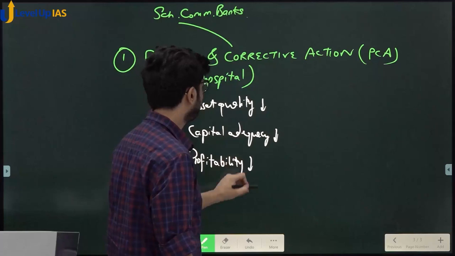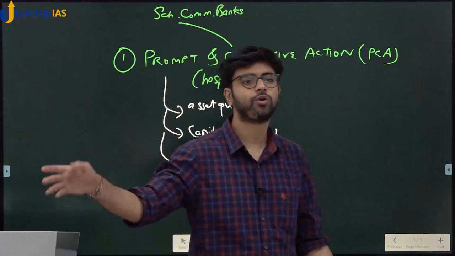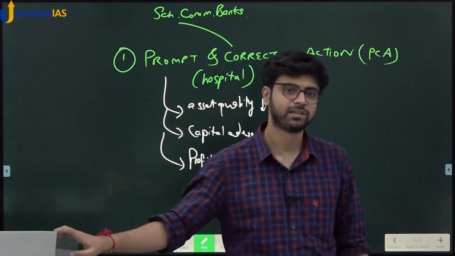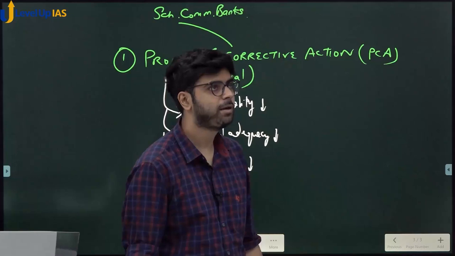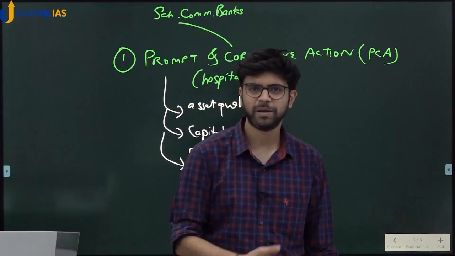Now, what kind of restrictions? I told you, you cannot open a new branch. You cannot give a higher loan. You cannot increase salary of your director or, you know, of your chief person. Right? So basically, in hospital, you are restricted. So would the commercial banks like to go in PCA or like to not go in PCA? Not go in, because RBI is taking direct action here. Remember direct action, direct action.